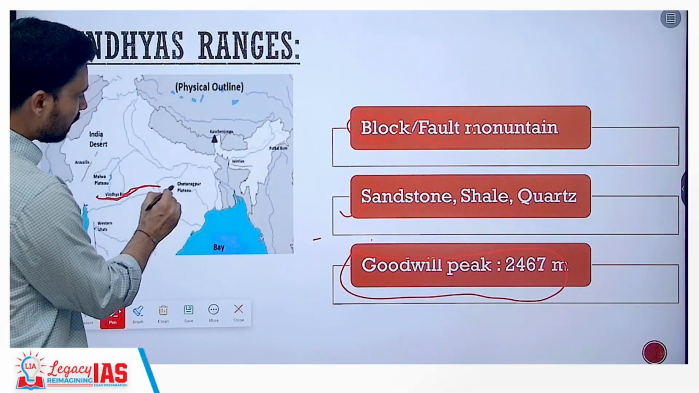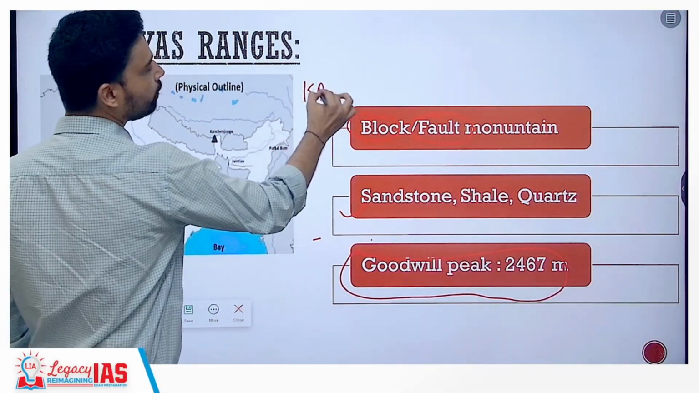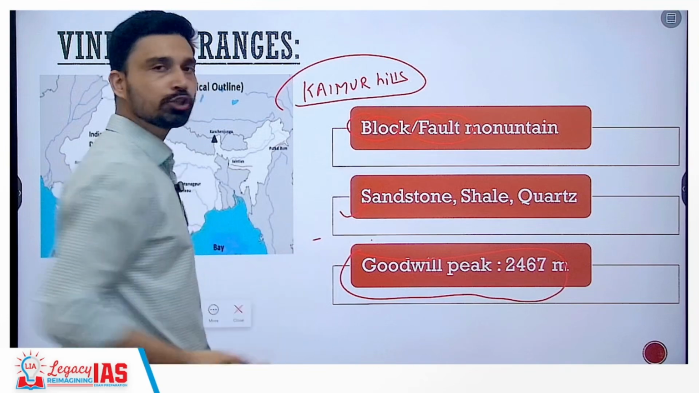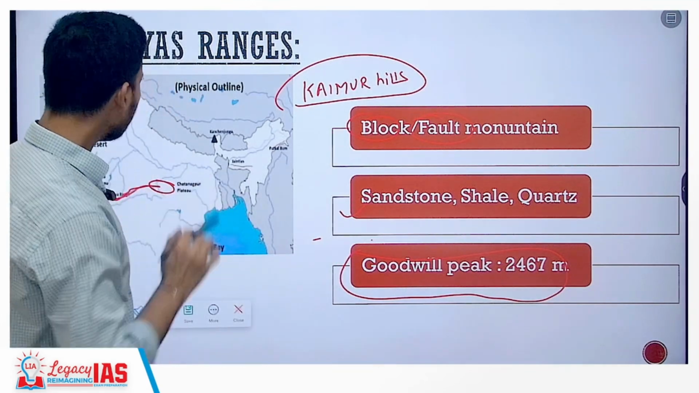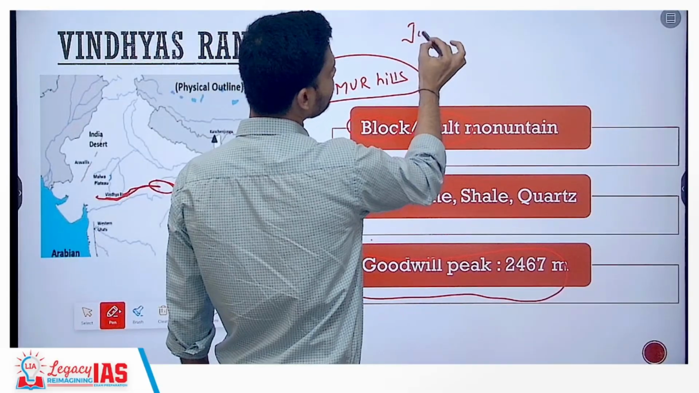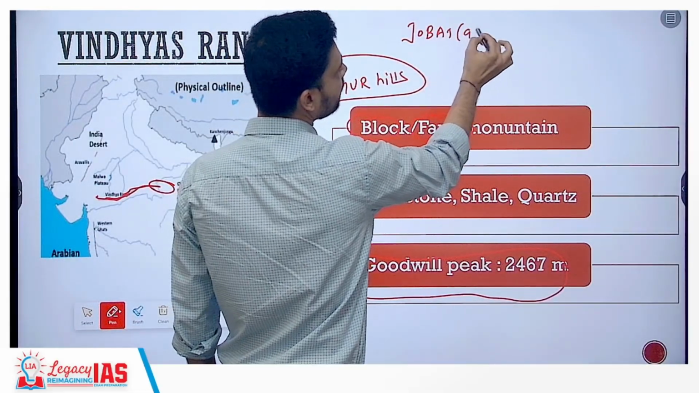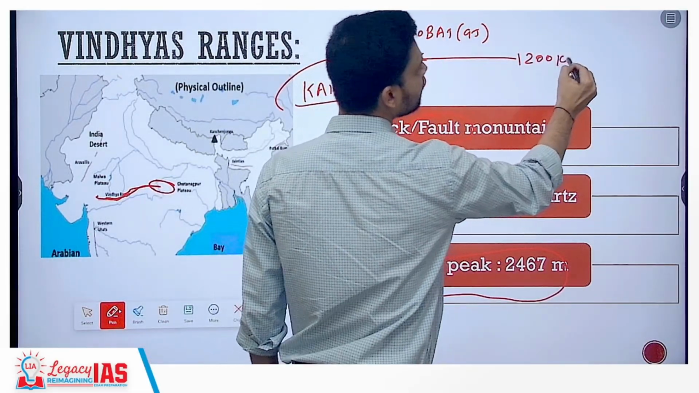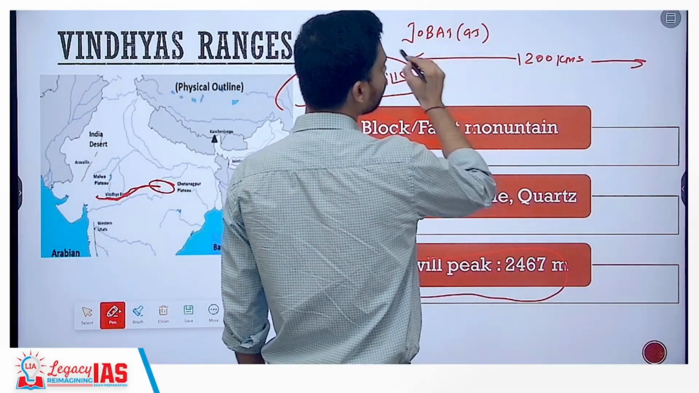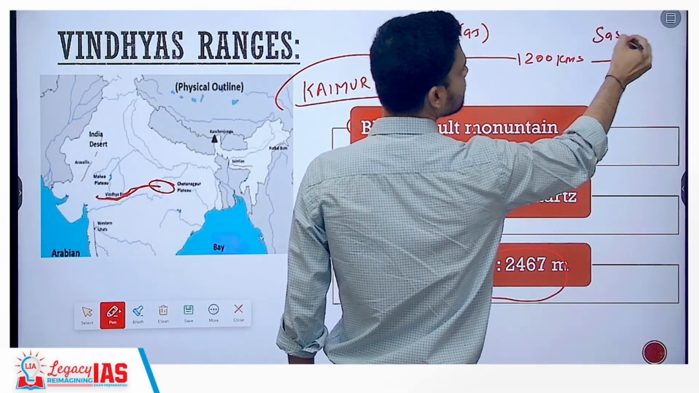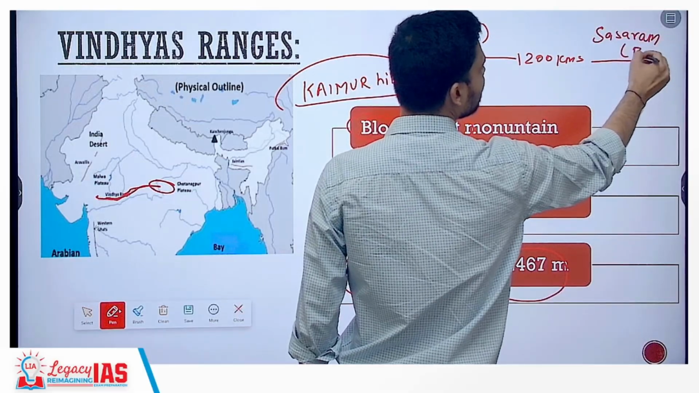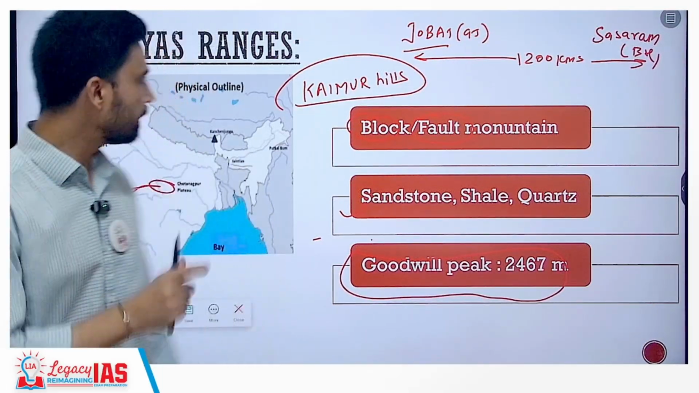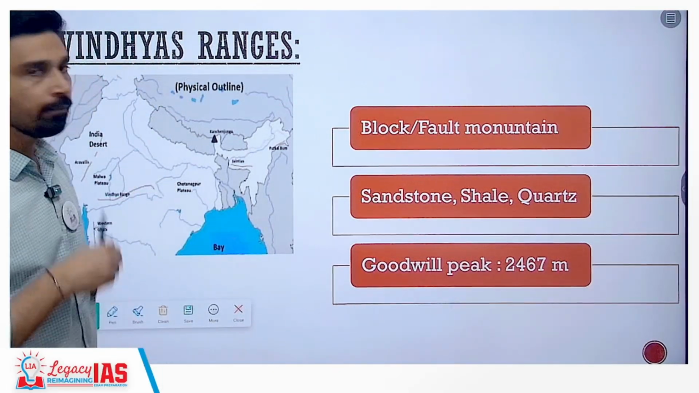2,467 meters. The eastern part of Vindhya is interestingly also referred to by another name. It is referred to as Kamur Hills. So Kamur Hill is an extension of Vindhya itself. Now, Vindhya overall, if someone asks you where it extends from, the answer would be that the Vindhya range extends up to 1,200 kilometers. That is the length of this hill. For 1,200 kilometers from Jobat in Gujarat all the way up to Sasaram in Bihar. That is the overall extent of the Vindhya ranges.